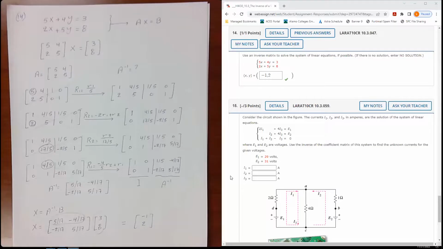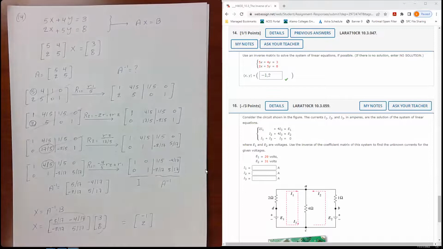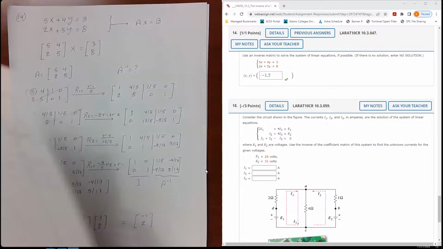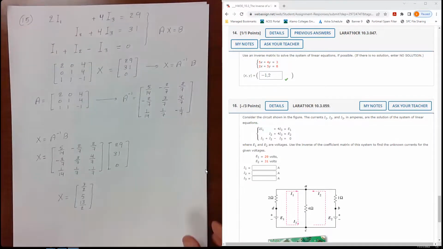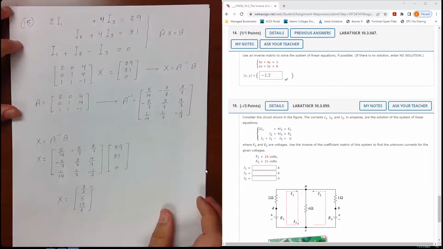For example 15. If you look at this system, first of all, be careful. There's a missing I2 here and I1 here. So when you write down the system, you have to be careful. So let's check this example. So here's example 15. Again, you have to be careful for the missing terms. So we have a missing I2 here.